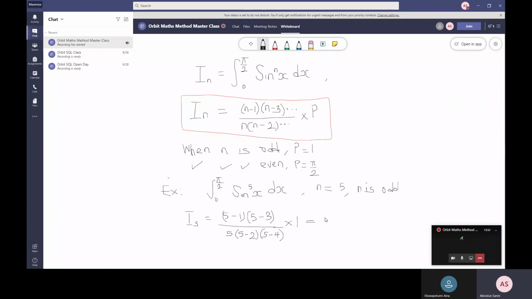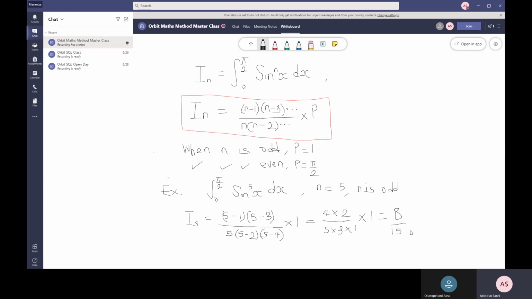So since n is odd, my p is 1, so 5 minus 1 is 4. So I have 4 times 2 all over 5 times 3 times 1. Then times my p, which is 1. It's not necessary. So this is 8 over 15. So this is going to give me the value, the result of this question.